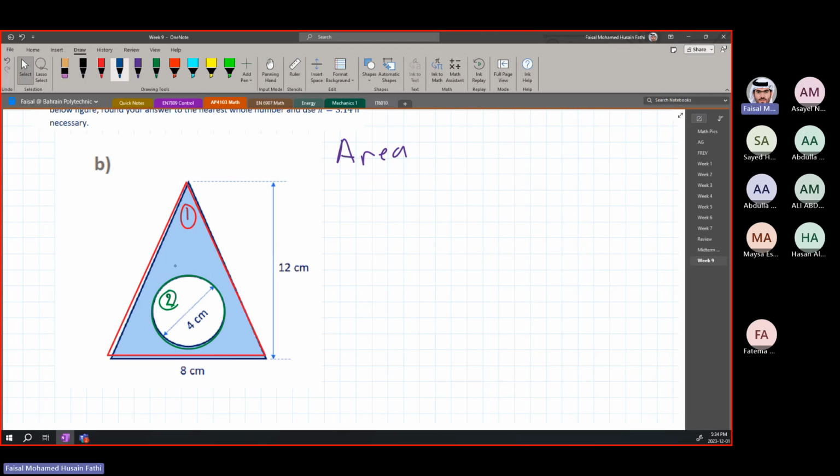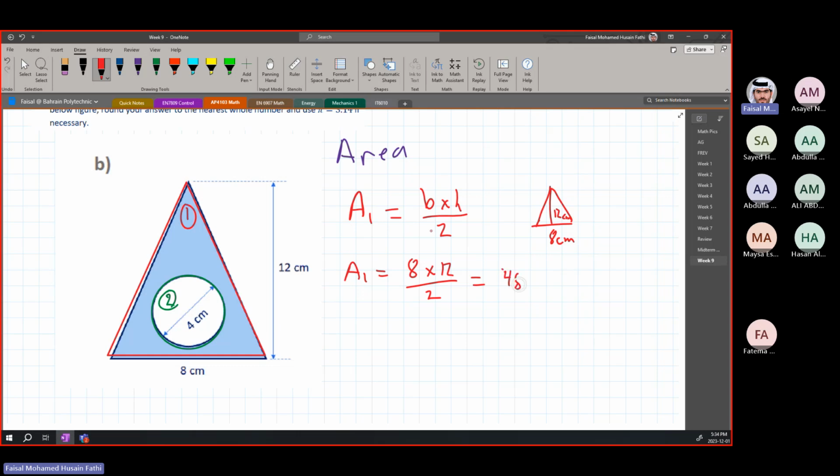We are given the dimensions everywhere. Let's start with the triangle. Find the full area of the triangle. We know that the area of a triangle A1 is going to be equal to base times height over 2. The triangle given, the height is 12 centimeters, and the base is 8 centimeters. So A1 is simply equal to 8 times 12 divided by 2. This we put in the calculator. It's going to give us 48 centimeters squared.